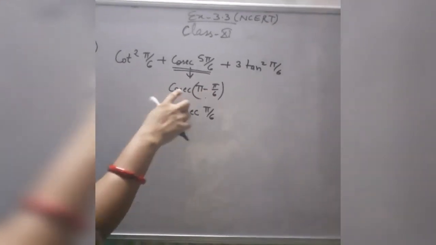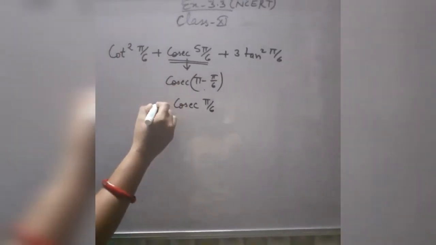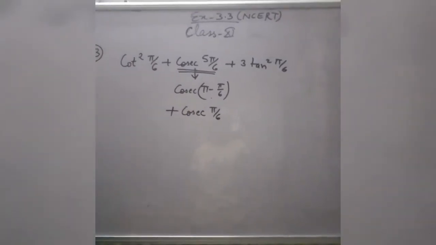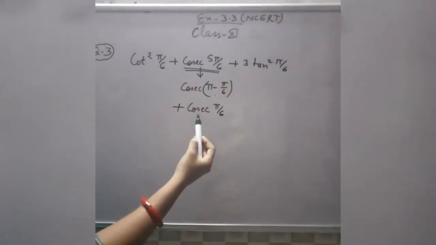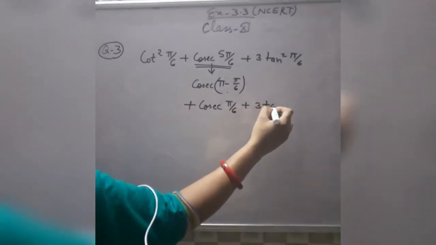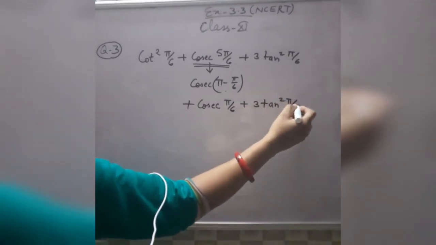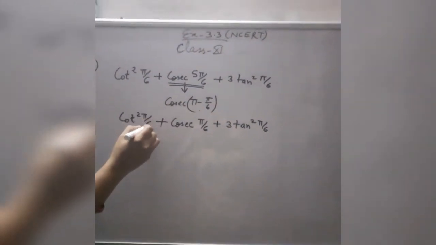In the second quadrant, sine and its reciprocal, cosecant, are positive, that's why you will take a positive sign here. It means cosecant 5 pi by 6 is equal to plus cosecant pi by 6, and these two terms remain as they are: 3 tangent square pi by 6 and the first term, cot square pi by 6.